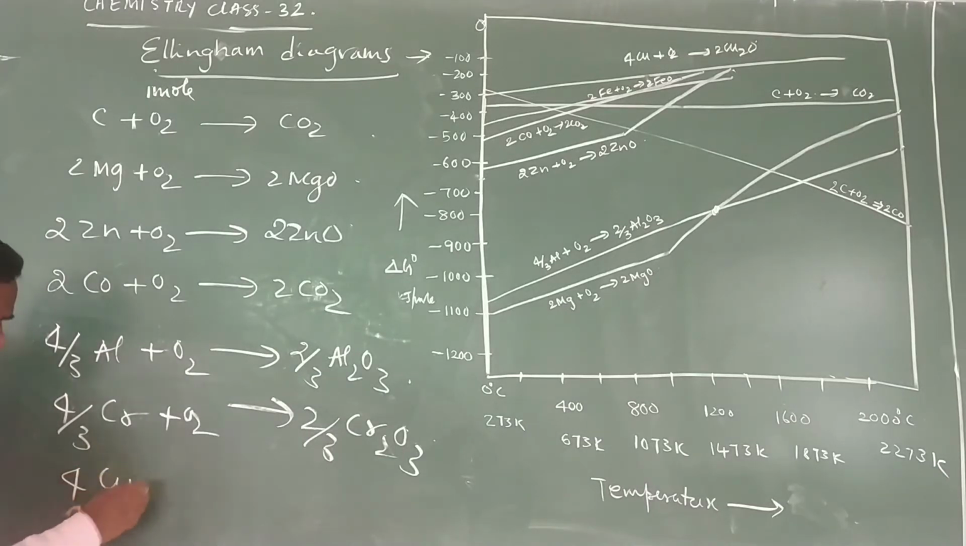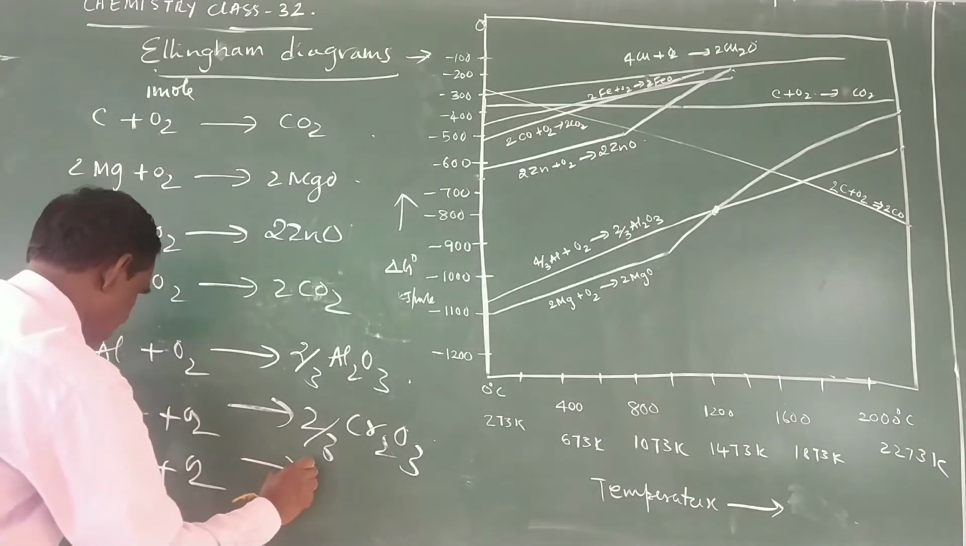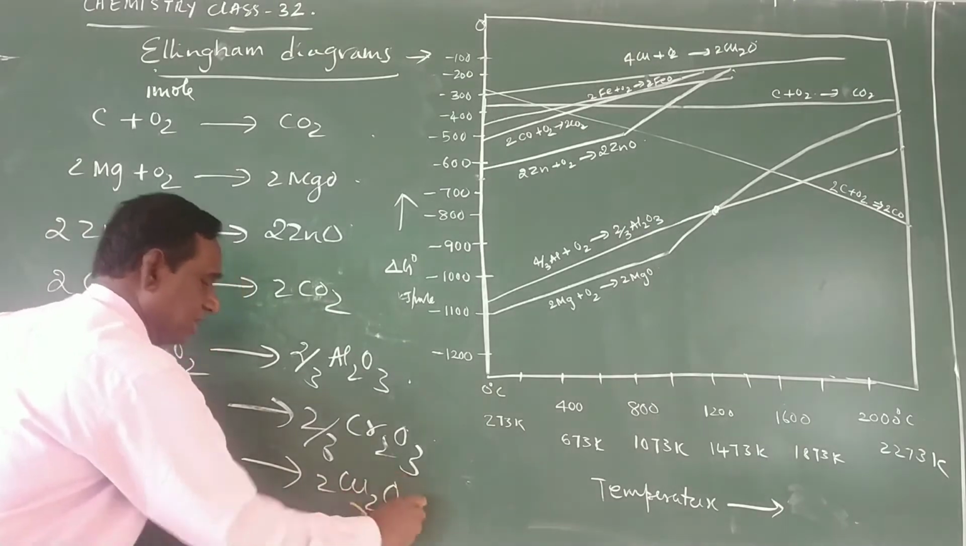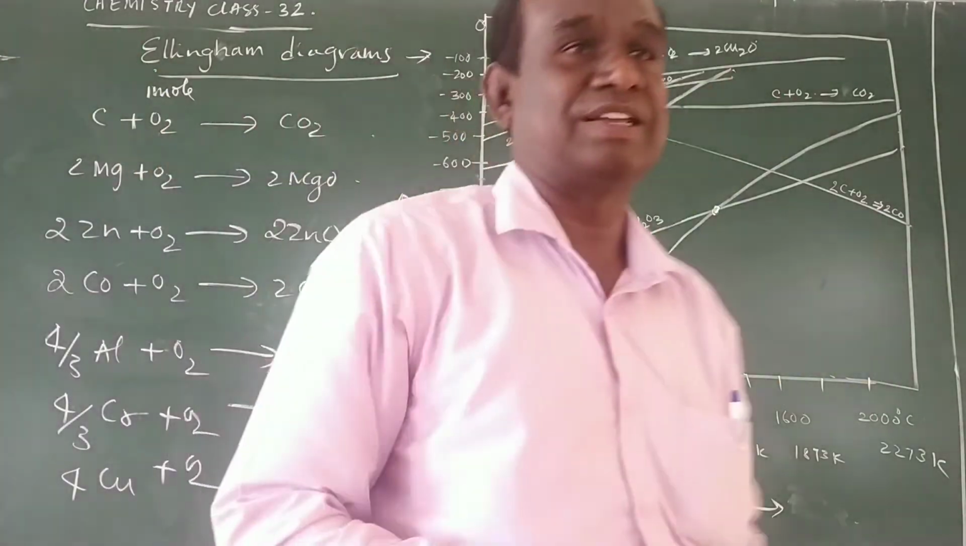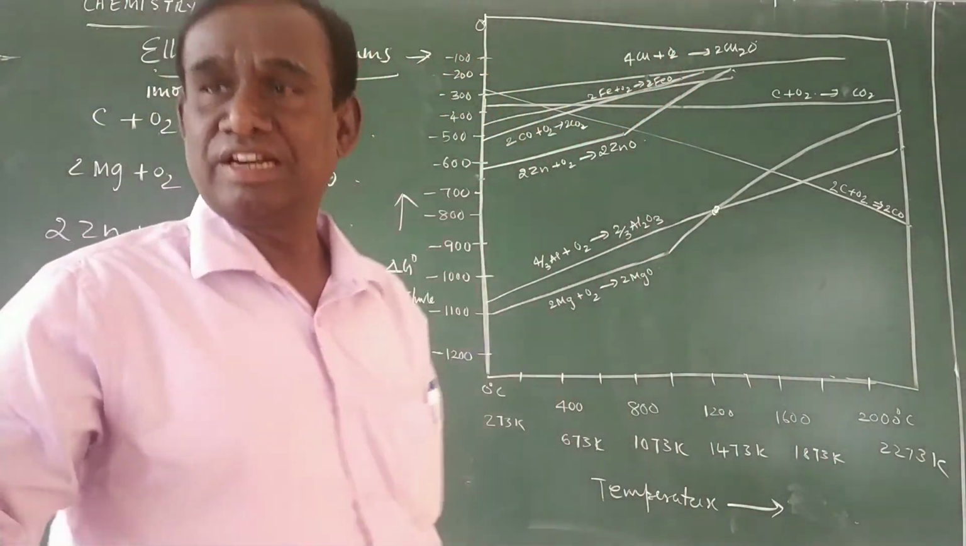4Cu plus O2 gives rise to what? 2Cu2O, that is cuprous oxide. So that is how you see, for the formation of oxides which consumes only 1 mole of oxygen, for those oxides only we can write the what?